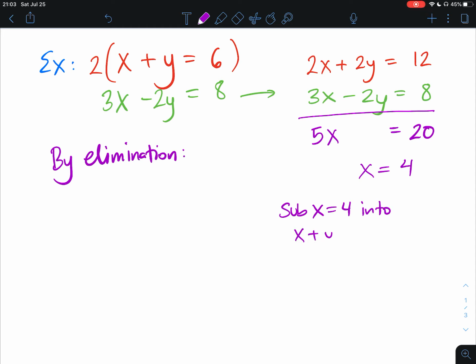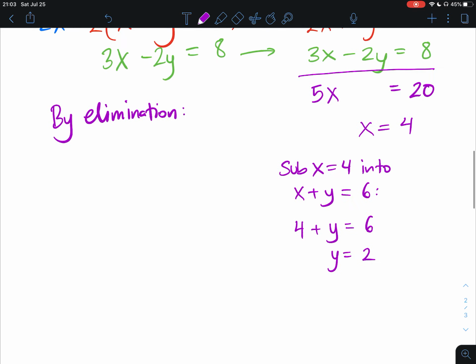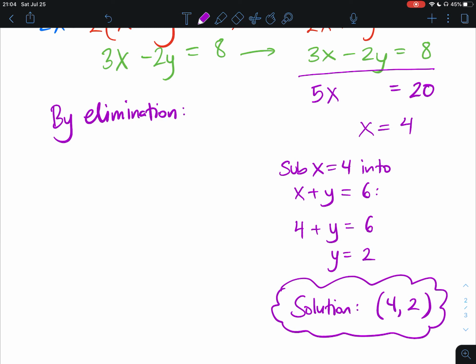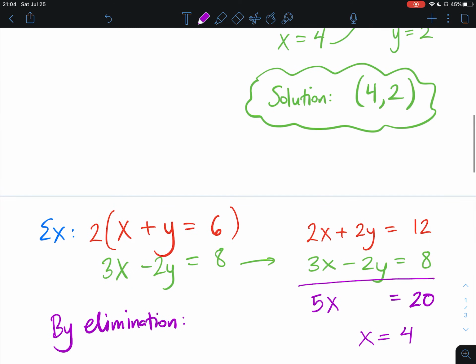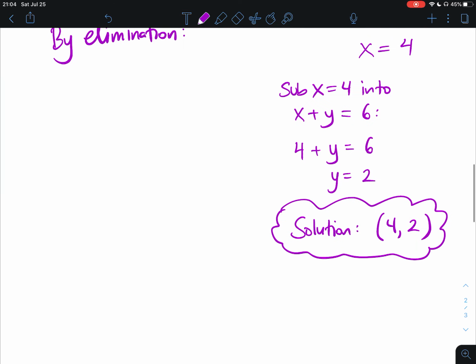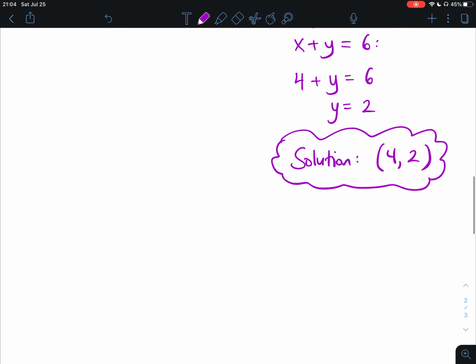I'll just pick on the first one because that looks a little easier to me. So I'll plug in 4 for x and subtract that 4 from both sides to find y is 2. So our solution using this elimination strategy would be 4, 2, and I'll float back up to our substitution method and just show that we did in fact get the same solution. Cool. So you probably have a preference between the two. It's good to be familiar with both.